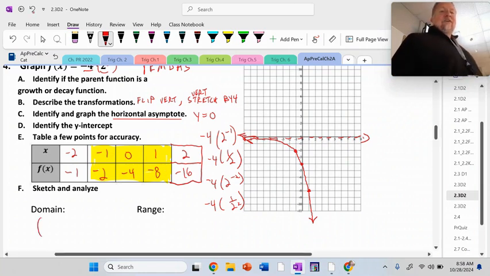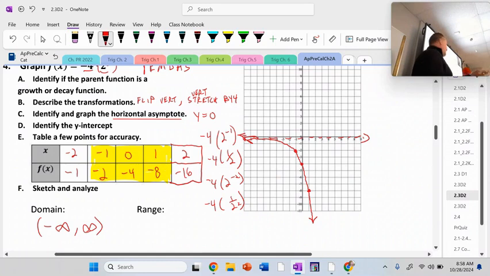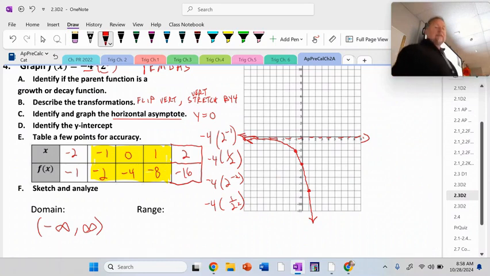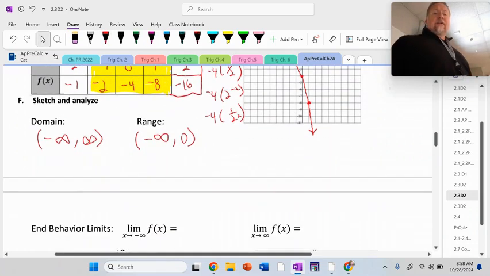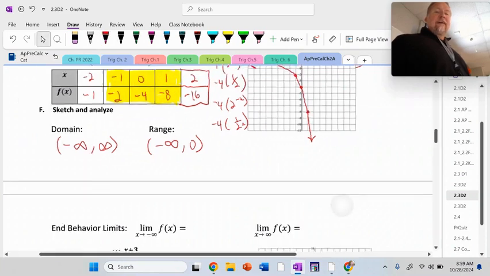All right, domain, all real numbers. You can take any number to any power, decimals, negatives, positives. But now when we look at that picture, the range is definitely different. It's negative infinity to 0 now. Look at the picture. I didn't realize this with the other class, our limits got pushed to the other page. See those there? If you want to rewrite them up there, that's fine.